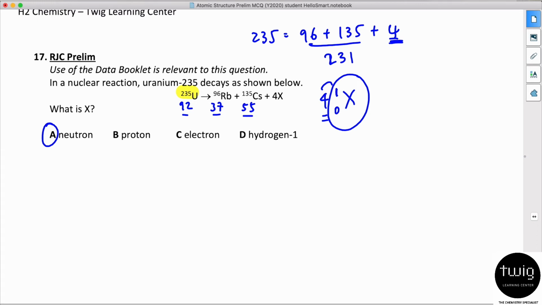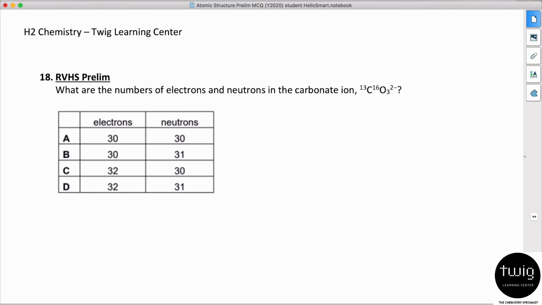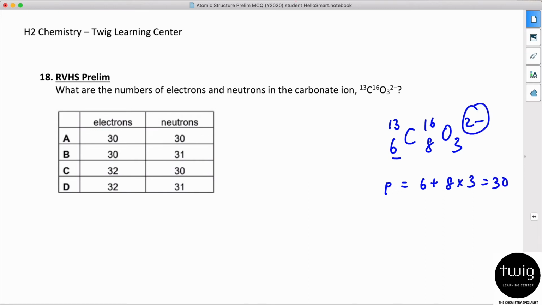Let's look at the next question, 18. What are the numbers of electrons and neutrons in this carbonate ion? Carbon here is 13, 6, oxygen is 16, 8, CO3 2 minus. I want to look at protons first. Protons equal 6 plus 8 times 3, which is 30. Since it's 2 minus, it must have 32 electrons.